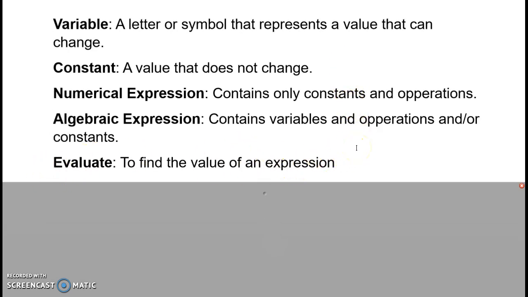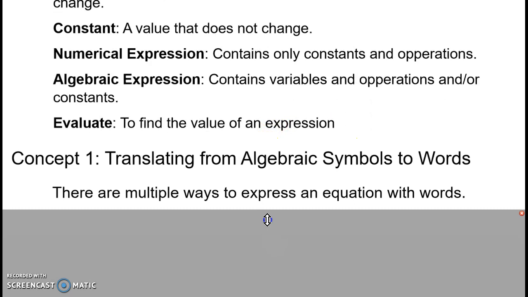Evaluate just means to find the value of an expression. So if you have an algebraic expression like 2x plus 3 equals 10, right? Or 2x plus 3 equals y, and then they give you a value like 4x equals 4, all right? Then you could evaluate to find out what y is. Okay? Really just means to figure out the answer.